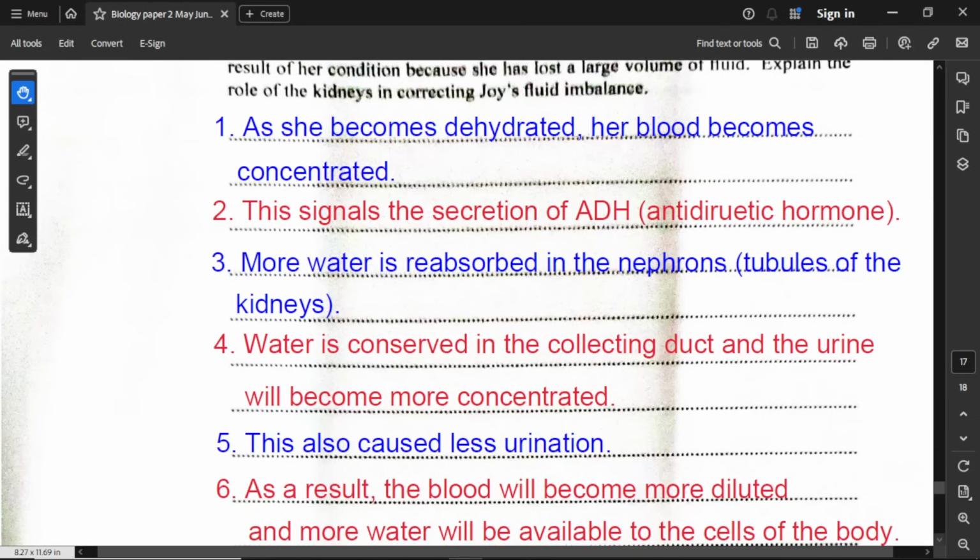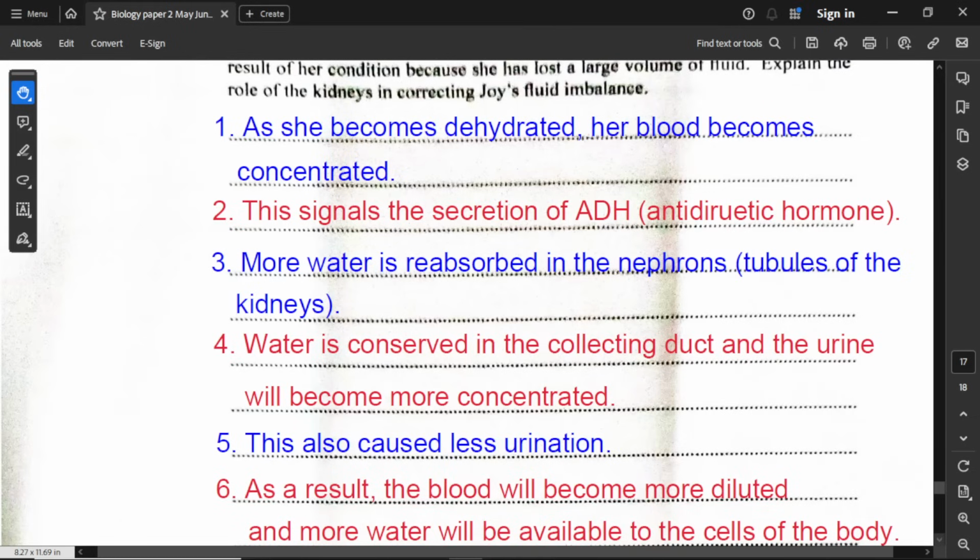of the blood. Now, the second thing that will happen here is that this signals the secretion of what they call ADH, which is antidiuretic hormone. And what's going to happen here is that more water is reabsorbed because of ADH. More water will be reabsorbed in the nephrons, which are the tubules of the kidneys, particularly the proximal convolution and also the loop of Henle.